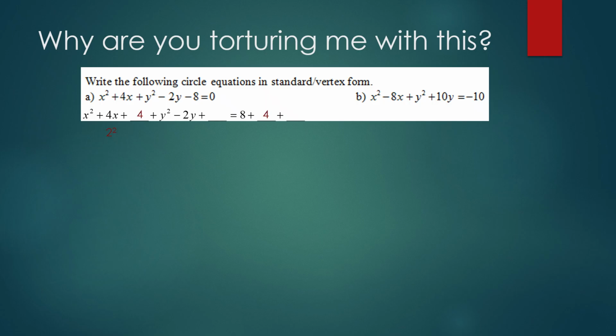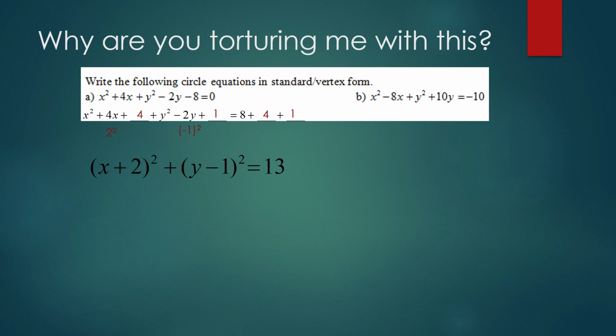So this is where you do that divide by 2 and square it part. So 4 divided by 2 is 2, 2 squared is 4, negative 2 divided by 2 is negative 1, negative 1 squared is 1. And here is the key. This is the main point of why we do this. When we take the factored form of this, it now looks like the standard form of the circle equation.